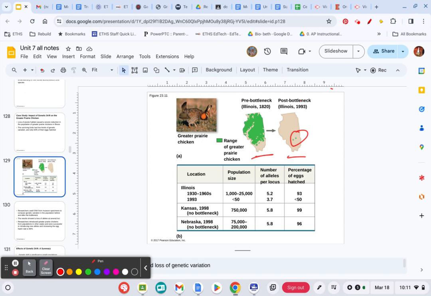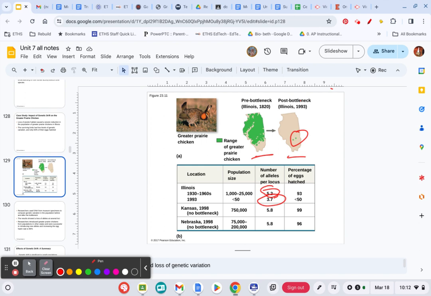Now, what ended up happening, and this is all shown in this table, but the basic summary is that because you decrease the population so suddenly and so randomly, they went from an average of 5.2 alleles for each trait down to 3.7. Why do we care about that? We care about that because we talk about inbreeding, and how inbreeding is going to concentrate bad traits. So that was what was happening here.